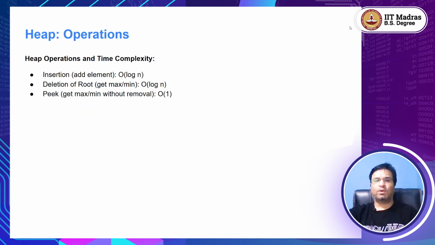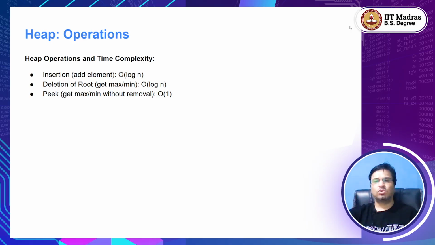Let's look at the heap operations and time complexity. Here, insertion, or adding an element, is a big O log n operation. When a new element is added, it's initially placed at the end of the heap. To maintain the heap property, it's then bubbled up by swapping with its parents until its correct position is found. In the worst case, this involves moving from leaf to the root node, which is proportional to the height of the tree, log n.